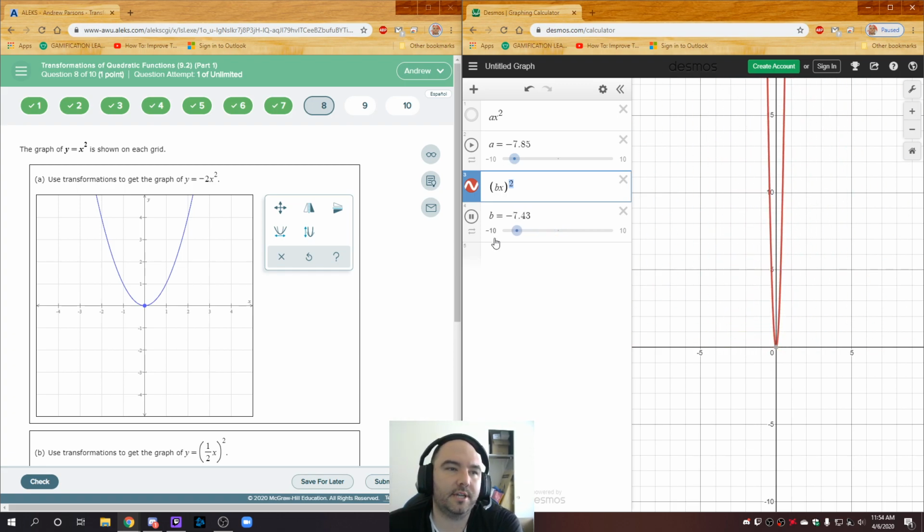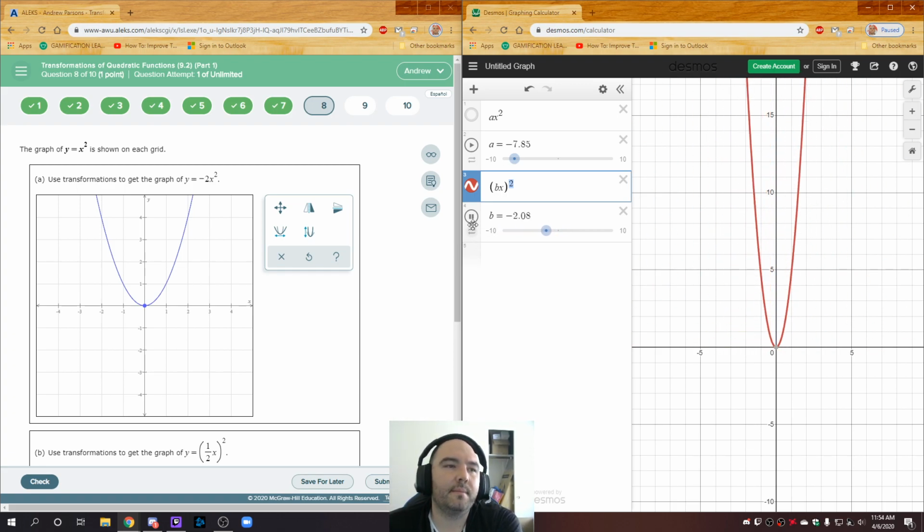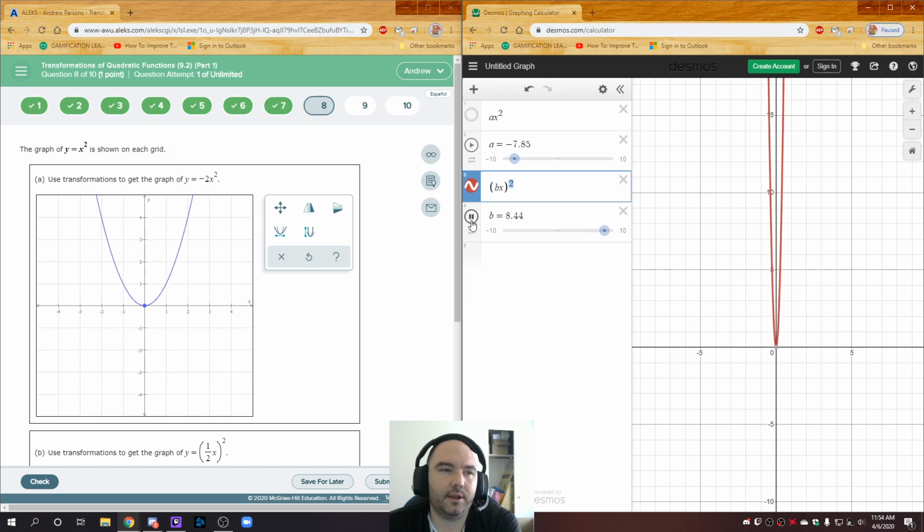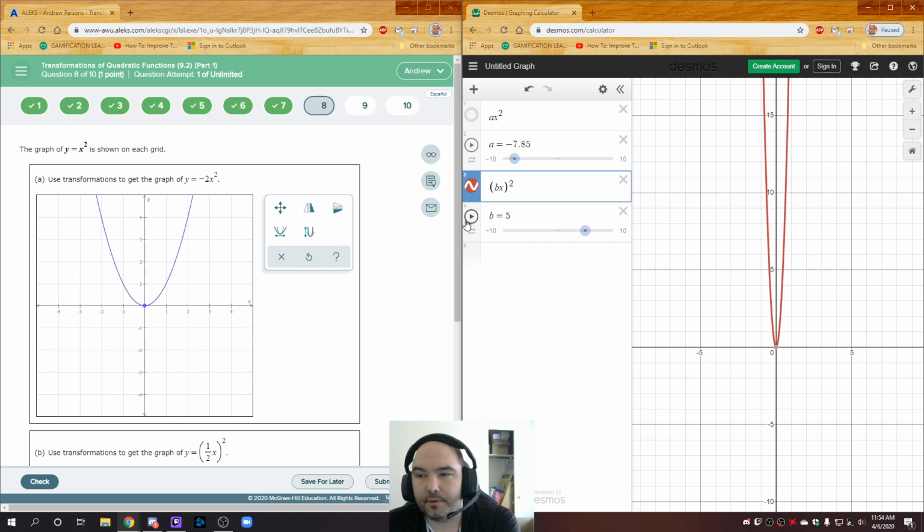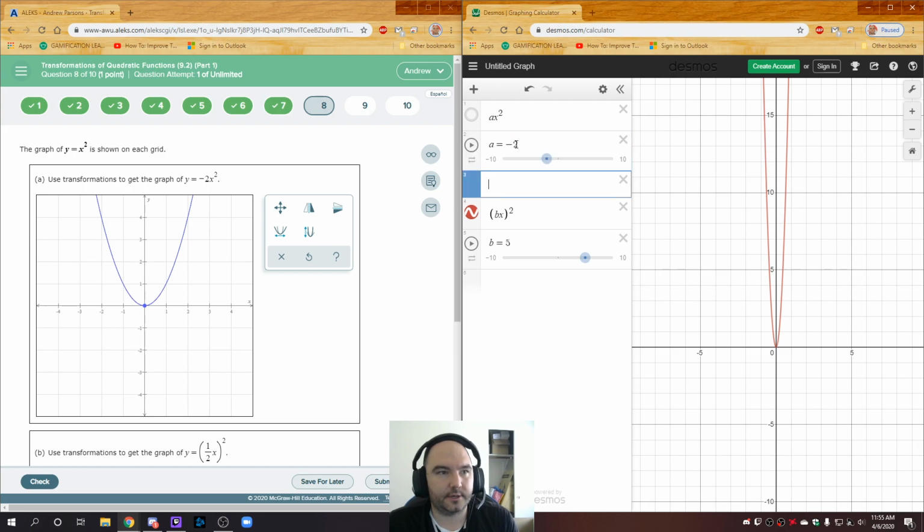So that's why this one's not flipping upside down like the A value, but it's still doing the same kind of thing where it gets skinnier or wider, right? We're going to keep that in mind when we see some problems. And we can use this to help show what we're going to get here. So this first thing says use transformations to get negative 2x squared. Now I'm going to show you this. I'm going to type in negative 2 and hit enter.